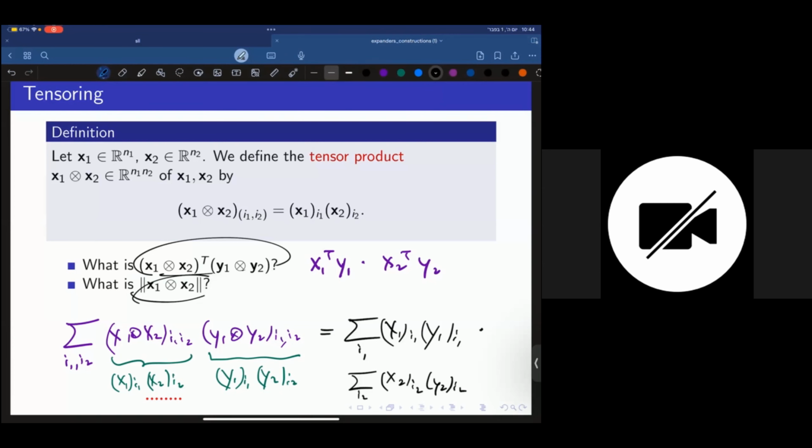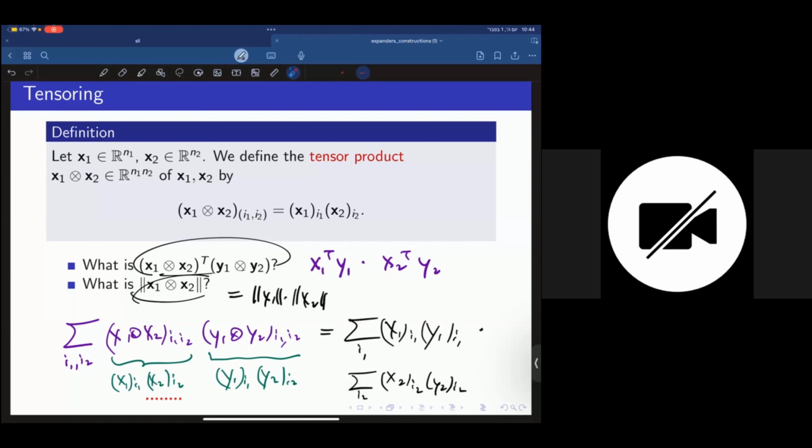Oh, sorry. This is the norm of x1 times the norm of x2. Because when you take y1 to be x1 and y2 to be x2, this is the square of this thing. And then this is the squared norm of x1, and this is the squared norm of x2. So really, the way you should think about tensor, that's what it is.